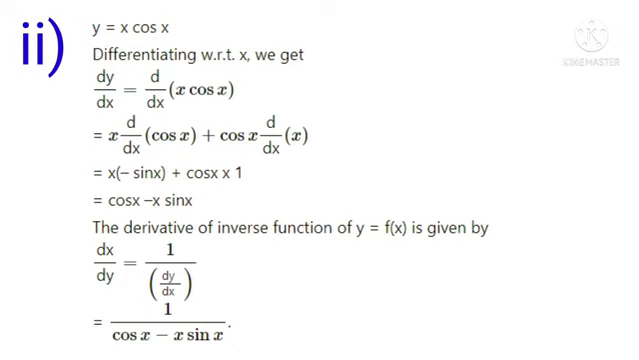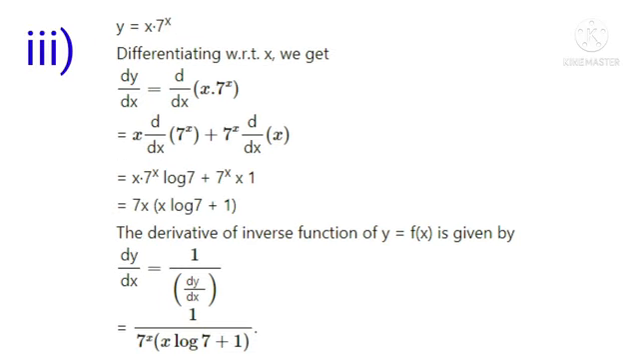The derivative of the inverse function of y is equal to f of x is given by dx by dy is equal to 1 upon dy by dx. So put the value of dy by dx: 1 upon cos x minus x sin x. This is our final answer, that is the inverse function.